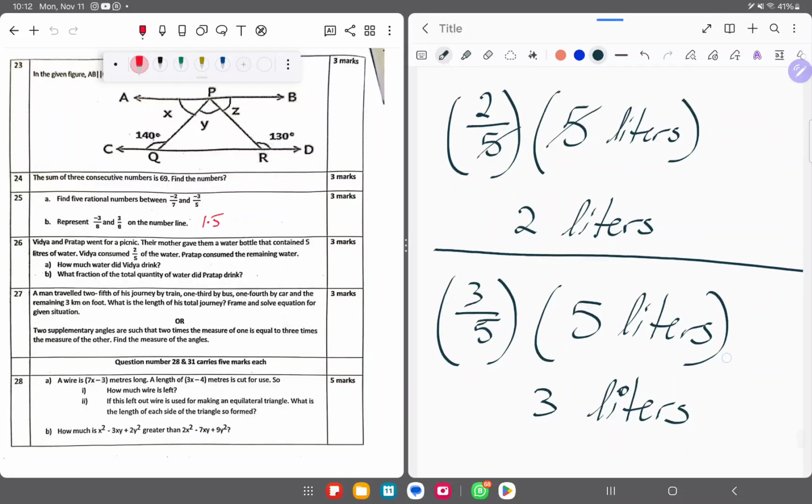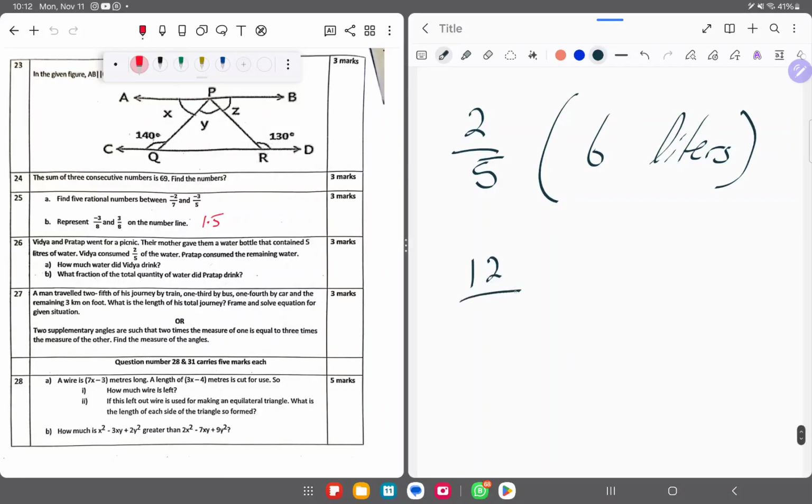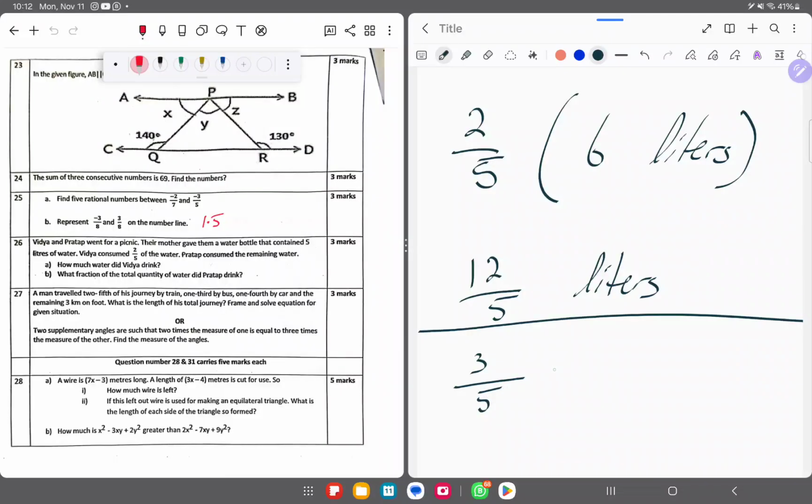Now this is easy, but what if I told you that she drank 2/5, and the water bottle was 6 liters? The only thing that would be different now is it's 12/5. She drank 12/5 liters. And the other one drank 3/5, the ratio, times 6 liters. So this one is going to be 6, 12, 18.